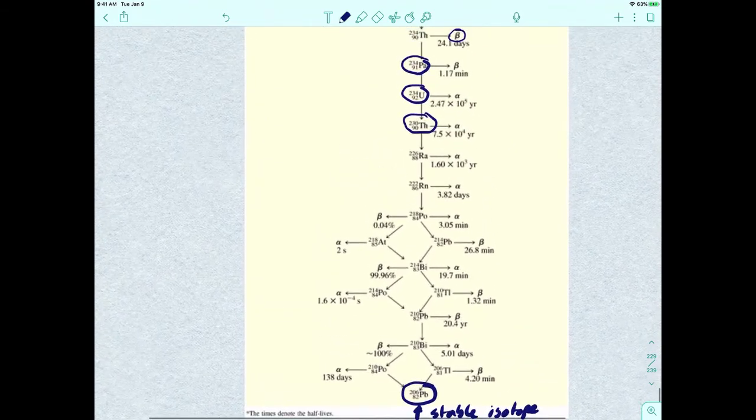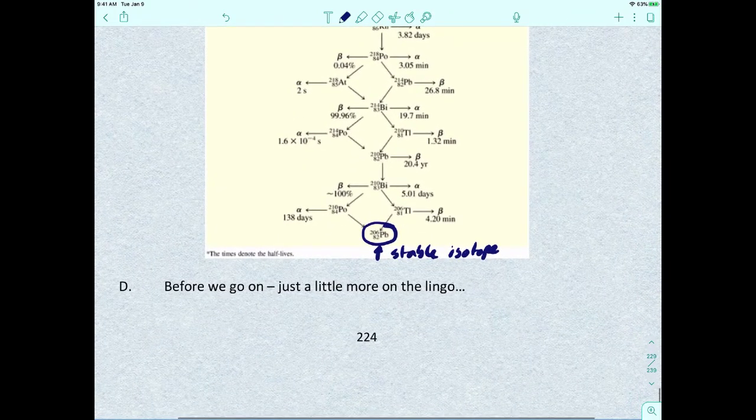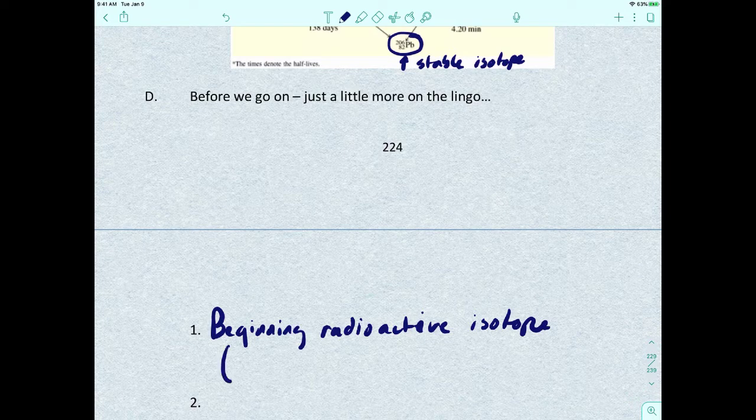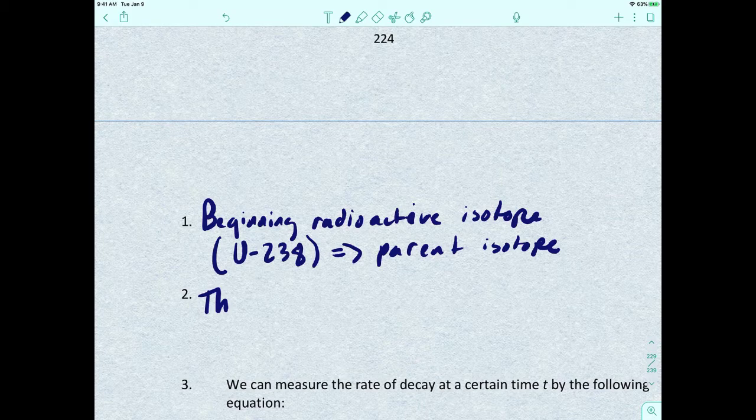Now, are all decay series this complicated or do they take this long? No, but this is for uranium-238. This is one of the more famous or the most studied decay series. Okay, now before we go on, just a little bit of the lingo that we've got to nail down. So the beginning radioactive isotope, in this case, looking at the decay series that uses uranium-238, we call that the parent isotope. The resulting isotopes after uranium-238, we call these daughter isotopes.